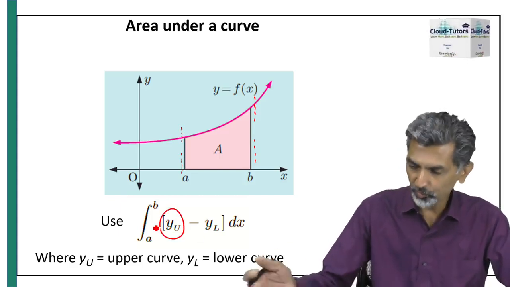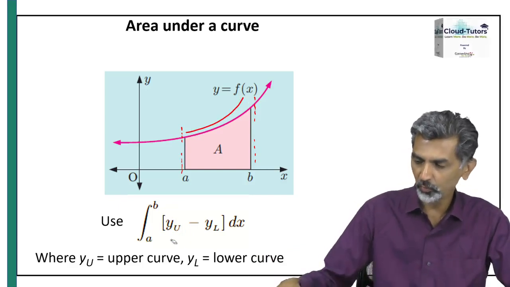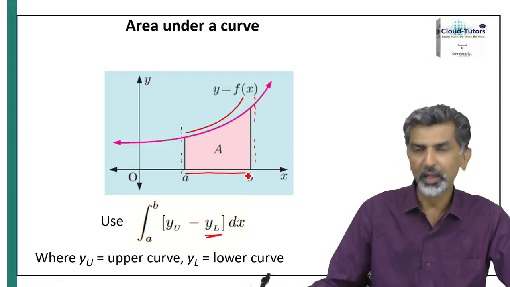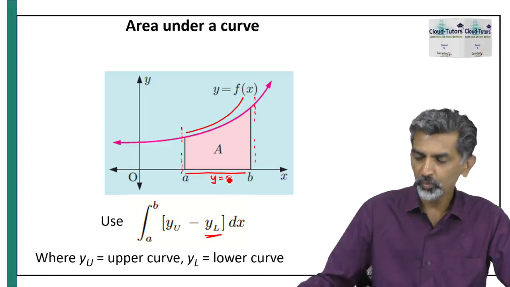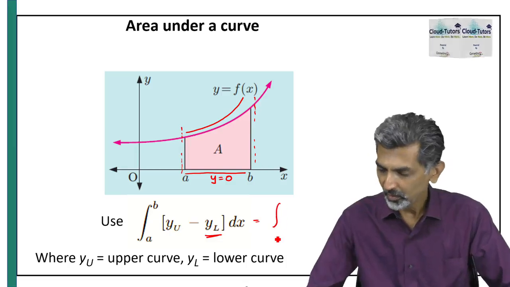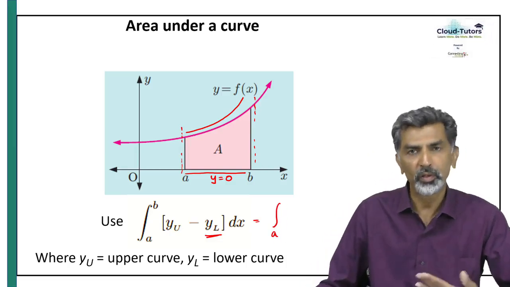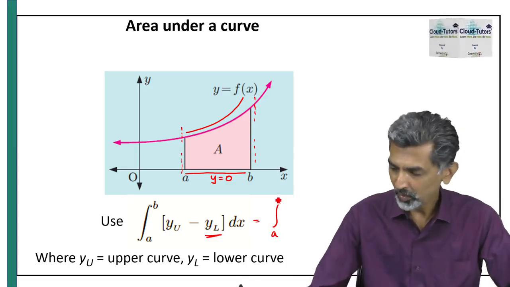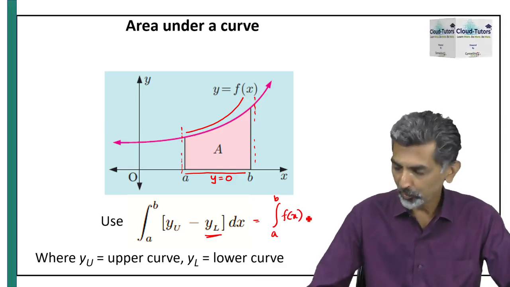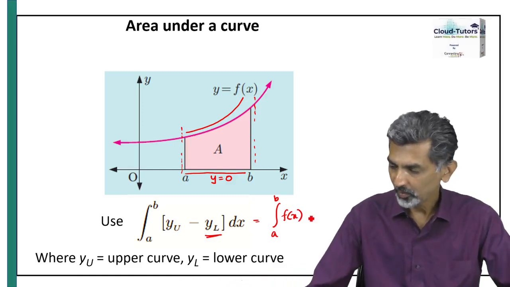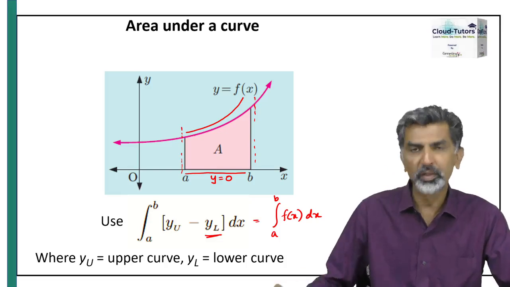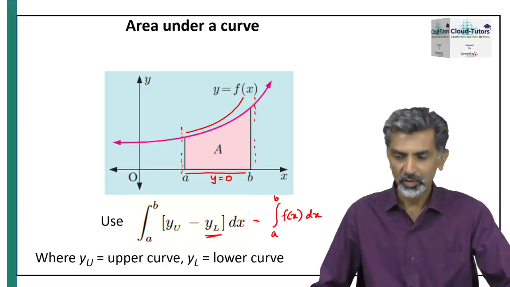So the upper curve in this diagram is the function y is equal to f of x, and the lower curve in this example is the x-axis itself, which is y is equal to 0. Since the lower curve is the x-axis itself, which is y is equal to 0, this simplifies to the upper curve, which is f of x, minus the lower curve, which is just 0, dx. And so this would become the specific case where the lower boundary of the region is the x-axis.